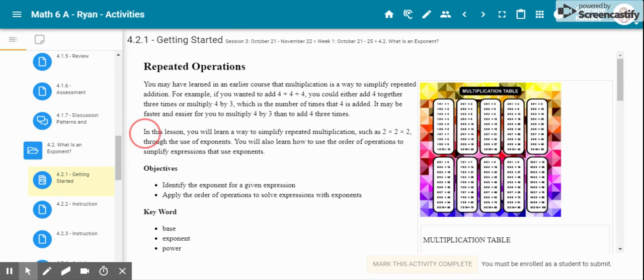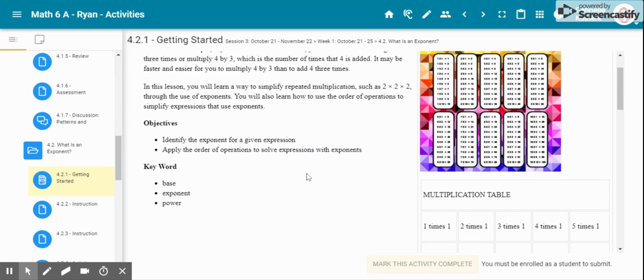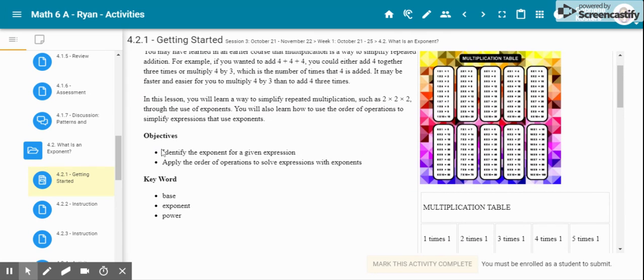So in this lesson, you will learn a way to simplify repeated multiplication such as 2 times 2 times 2 through the use of exponents. You will learn how to use the order of operations to simplify expressions that use exponents. So these are really our goals: to identify exponents in a given expression and to apply the order of operations to solve expressions with exponents. So we're going to see these words: base, exponent, and power.